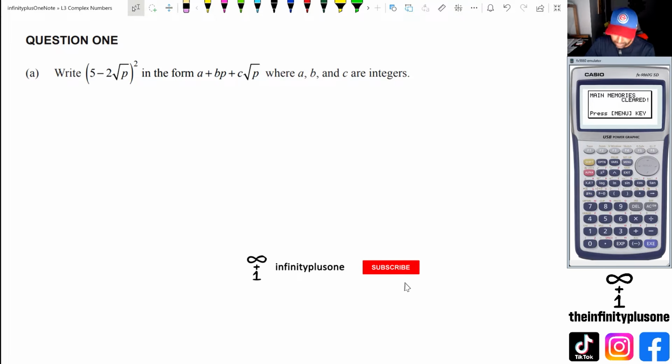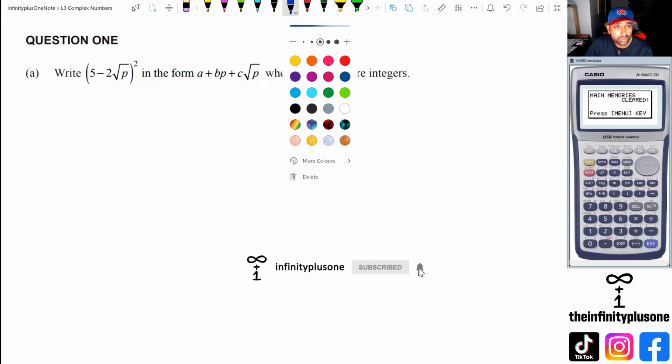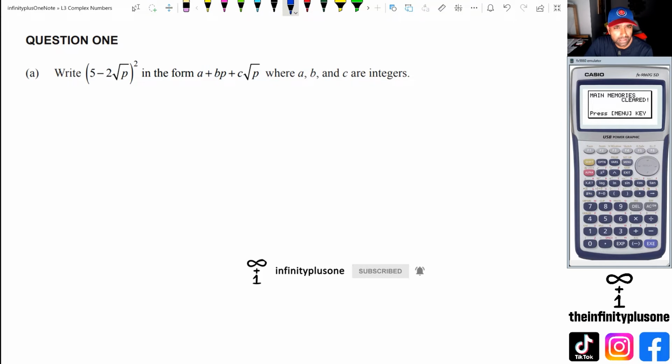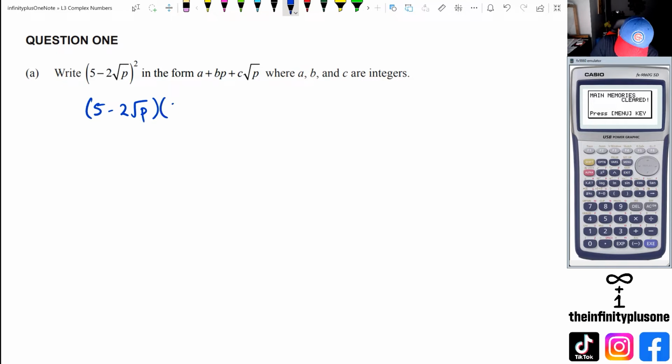Alright, so looking at question 1 here, what we've got to do is try and expand the brackets. So that's all we're going to do here. So we've got 5 minus 2 root p, minus 5 minus 2 root p again. Then we just expand the quadratic as is, and I think you simplify it and you should be good to go.